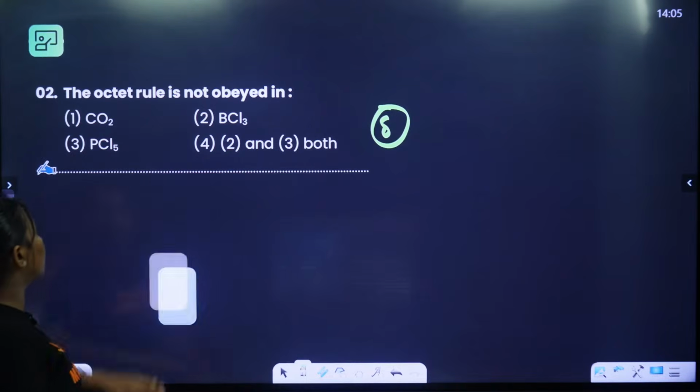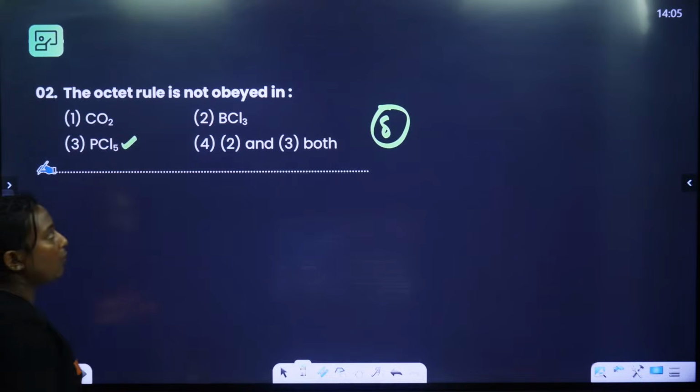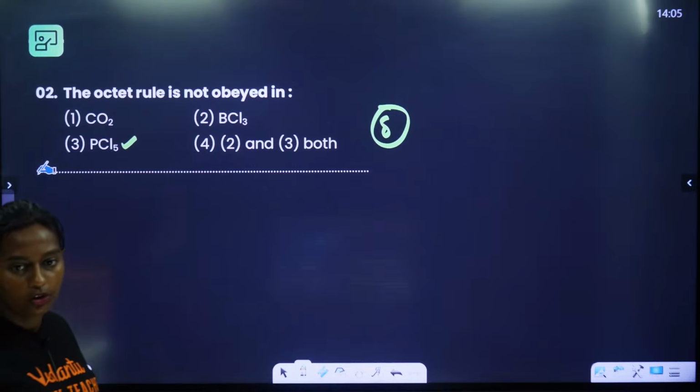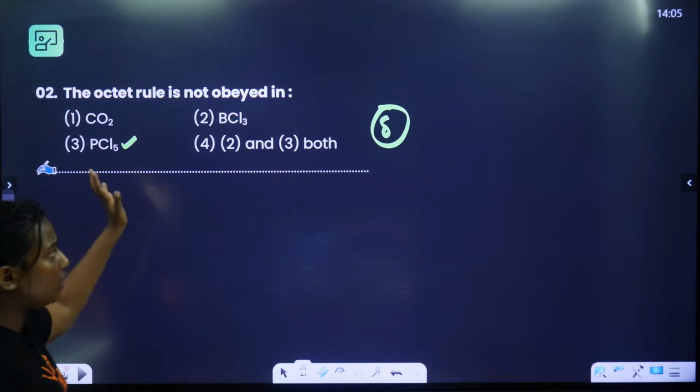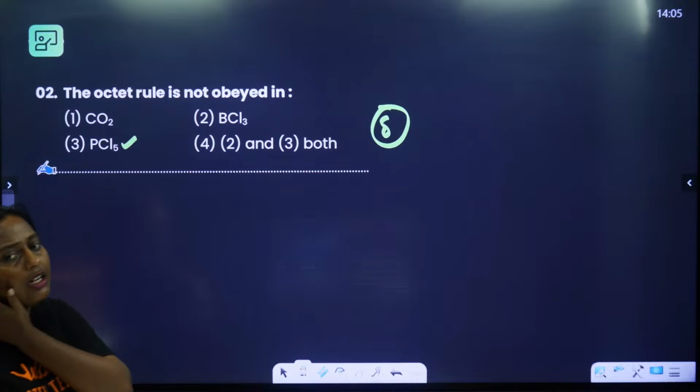So we already discussed PCl3. PCl3 will not obey the octet rule. When you consider BCl3, we can easily consider BCl3.